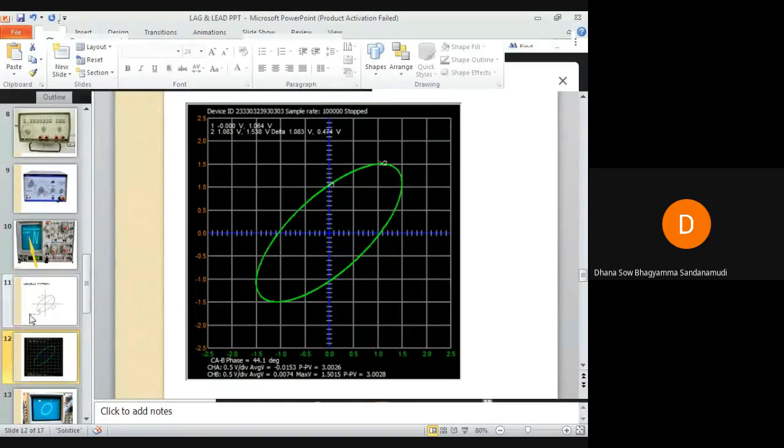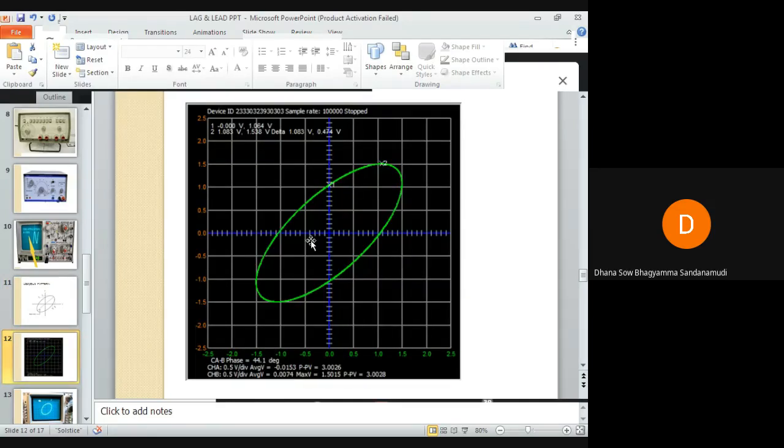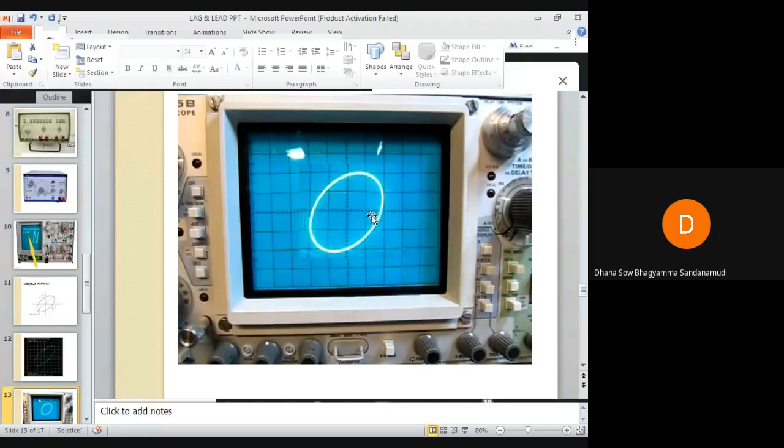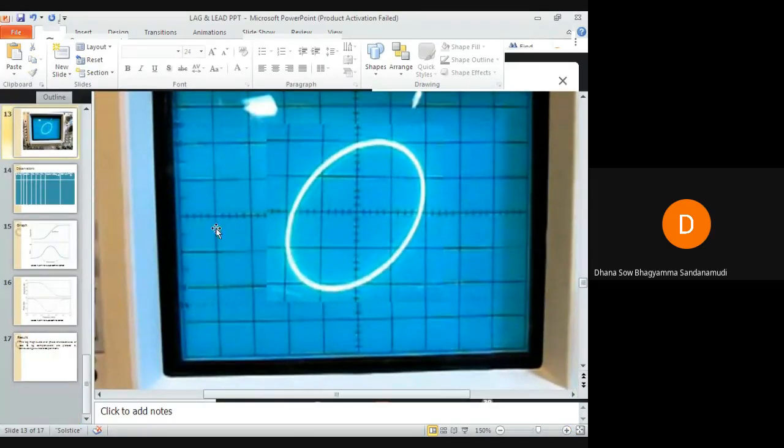Whatever pattern you get here, from this pattern you must note down the X in, X P, Y in, Y P values. X in is where the Lissajous pattern cuts the x-axis. This is our x-axis, this is our y-axis. I hope you are able to see the x-axis and y-axis. You just carefully observe in the middle. This is our x-axis, this is our y-axis.